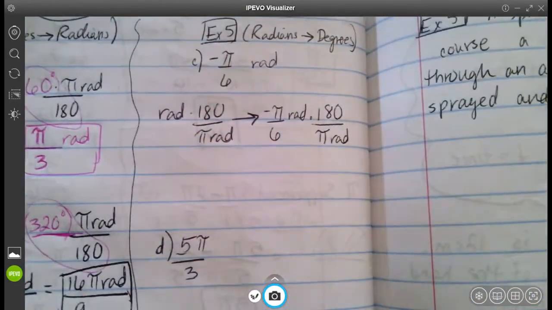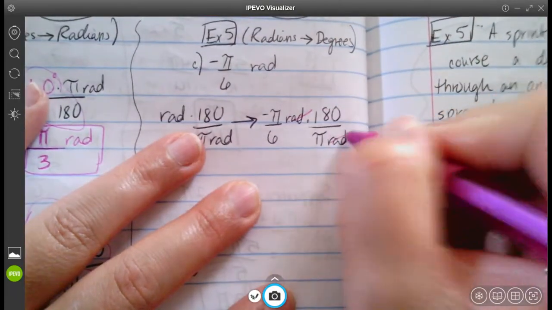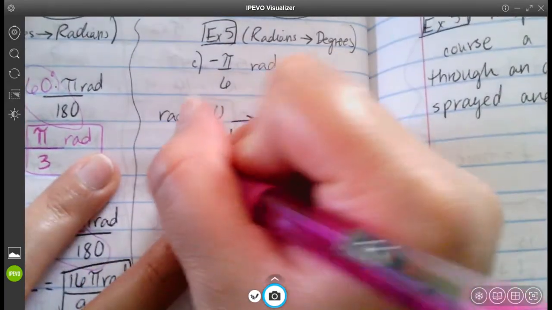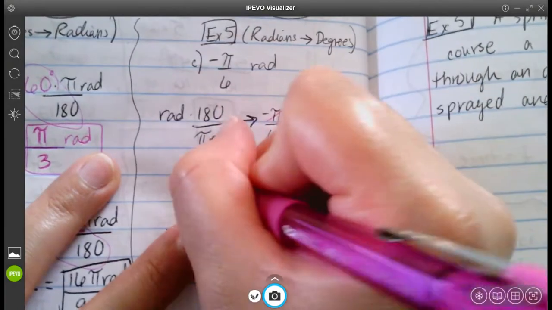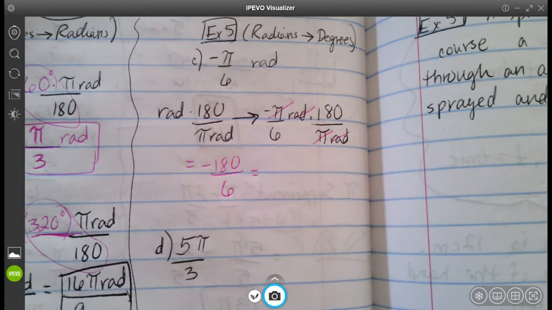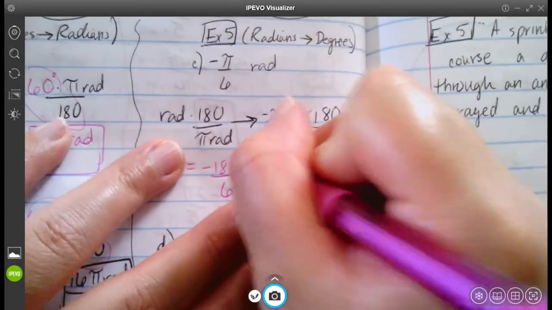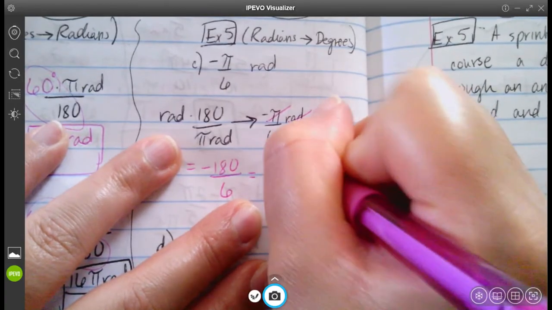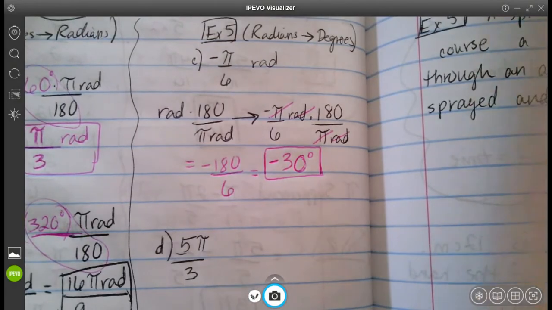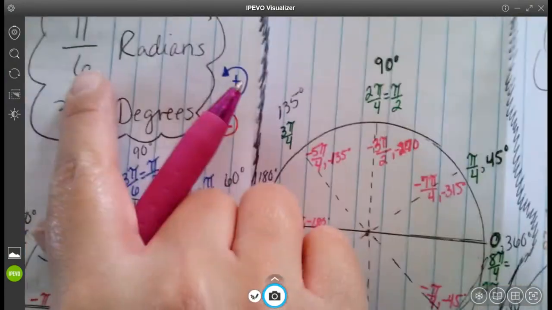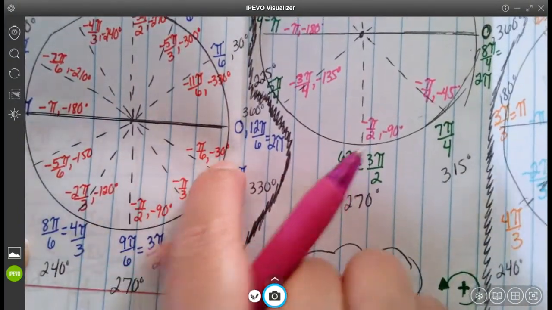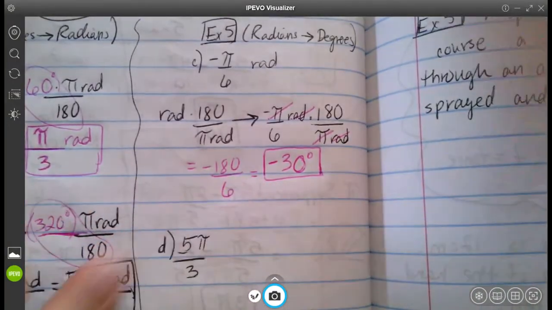From here, we can take out the radians because they're diagonal from each other, one on top, one on the bottom. We can take out the pi's, and we're left with negative 180 over 6, which simplifies to negative 30 degrees. You do want to put the degrees for this one because you're going from radians to degrees. Again, let's look at the chart. Here's pi over 6. Let's find negative pi over 6. There it is, negative 30.